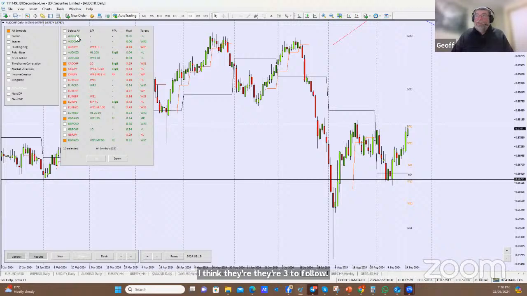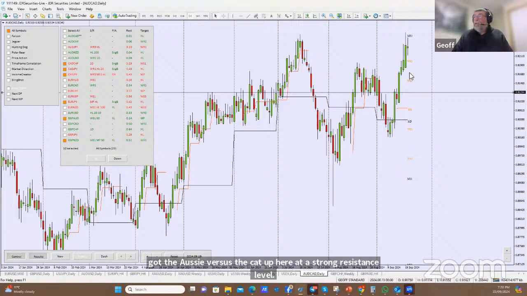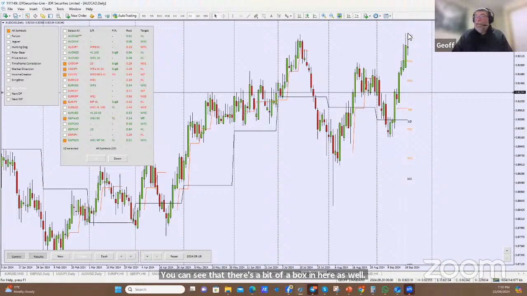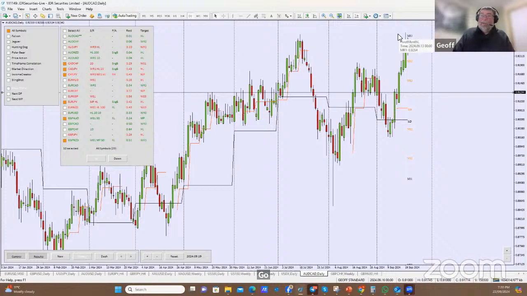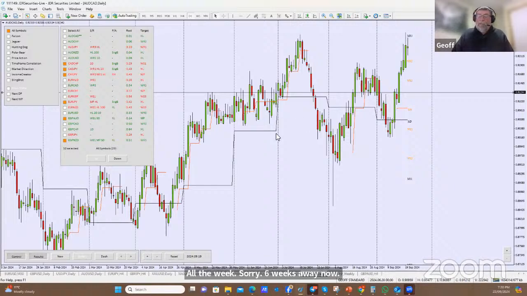In terms of range, I mentioned before that I like to trade ranges. I've got the Aussie versus the CAD up here at a strong resistance level. You can see that there's a bit of a box in here as well. I'm favouring downside on this, but not if the RBA holds firm. I think this will go long. But if they were to say, okay, we're going to cut interest rates next month, or 6 weeks away now, then this will probably fill that range. So dependent entirely on the RBA.